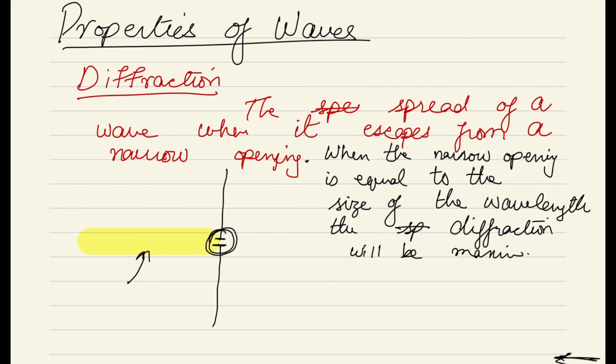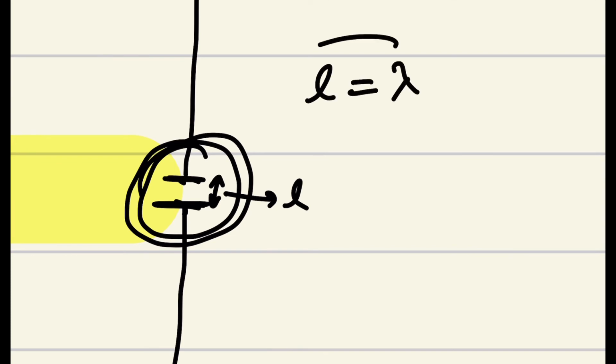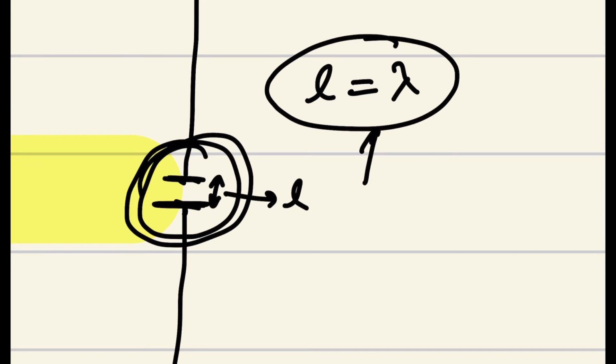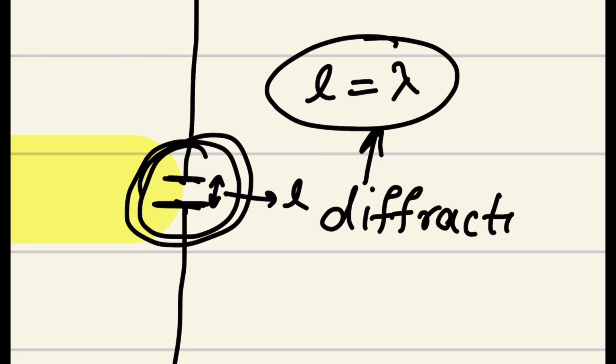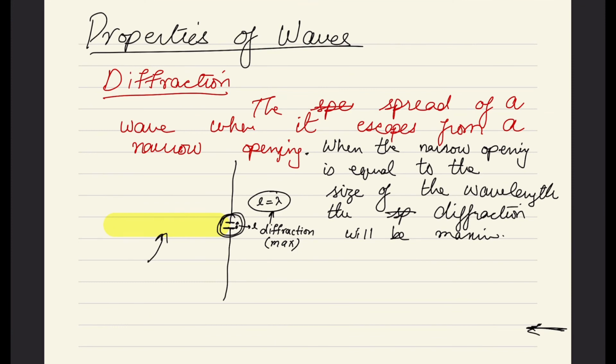For example, the length of this narrow opening is L. Okay, so if the length L is equal to the wavelength lambda, in that case the diffraction will be maximum. All right, so that's how you can tell about the diffraction of a light, of any wave basically.